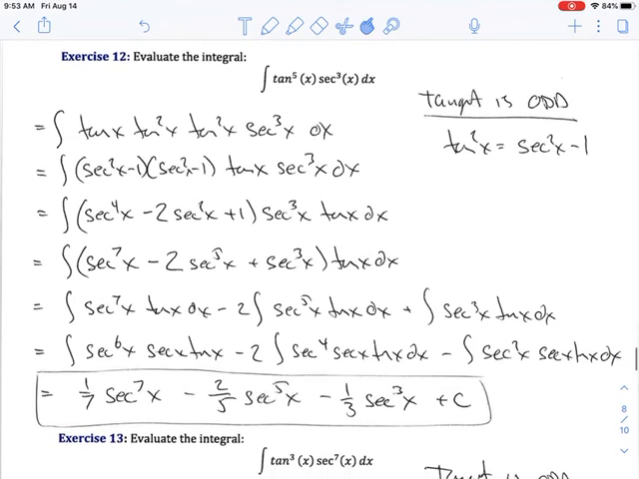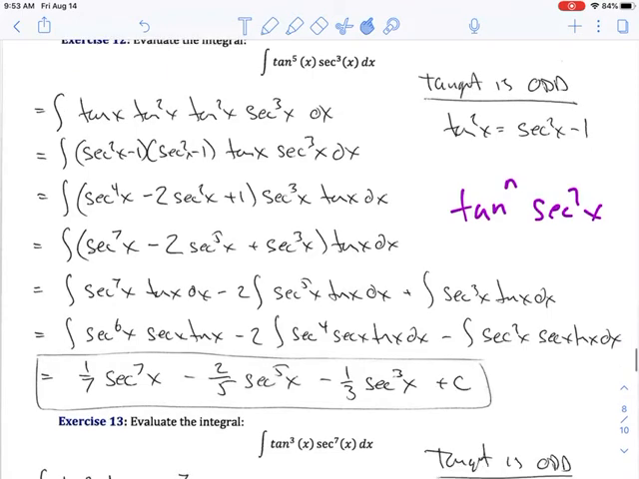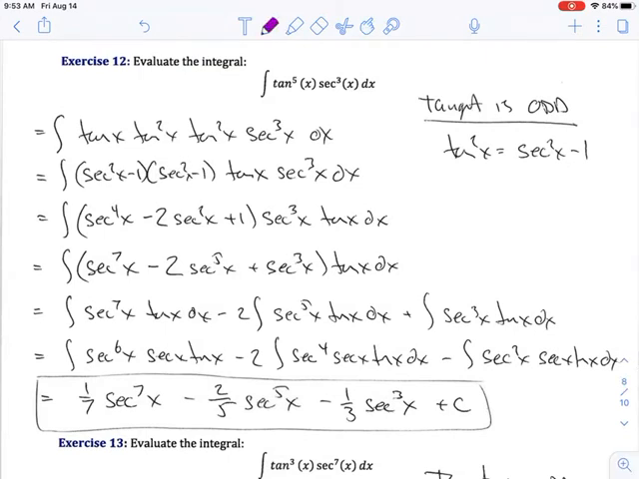Okay, here's one where tangent is odd. So way back at the beginning, I said I like to look to see if secant is even. And when secant is even, we're ending up trying to do a u-substitution with a tangent to some power n times a secant squared x. So we're using u as tangent. However, if we have a situation where tangent is odd, we have another strategy.